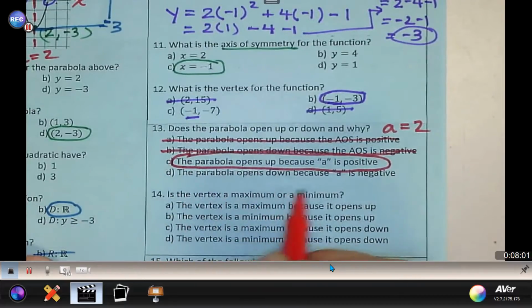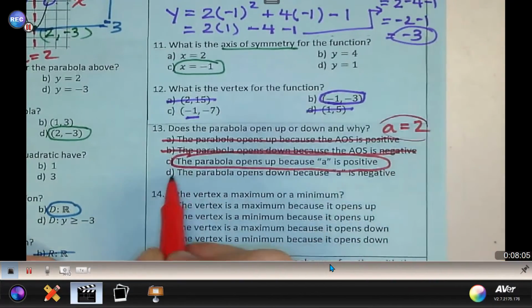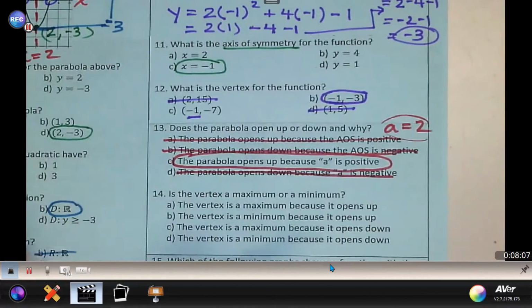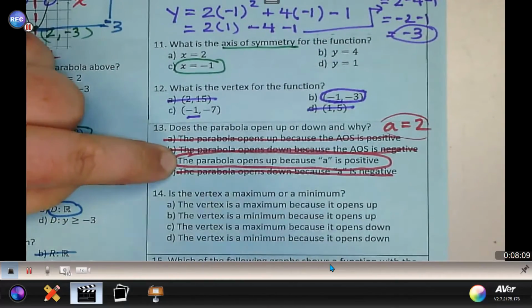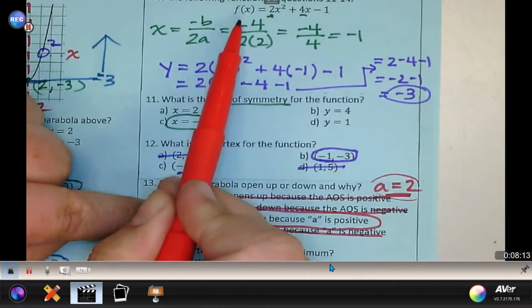And here it says the parabola opens down because a is negative. Well, no, a is positive, so it's for sure not that one either. So that's what you're looking for. The parabola opens up because the a value, right up here, the number 2, is positive.